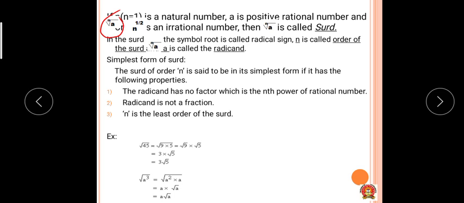Simplest form of a surd. A surd of order n is said to be in its simplest form if it has the following properties. The radicand means a, whatever the value inside the square root. Whatever the root, this is called the order. First, the radicand has no factor which is the nth power of a rational number. Second, the radicand is not a fraction. Third, n is the least order of the surd. These three important points are there.